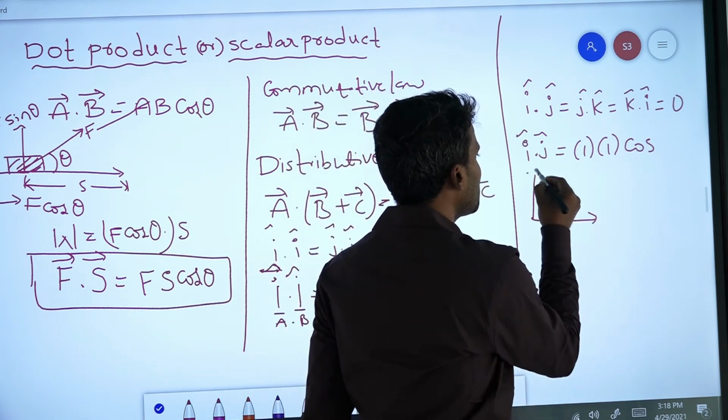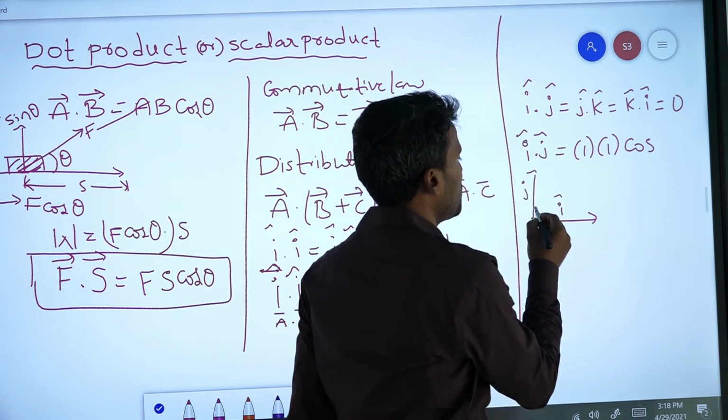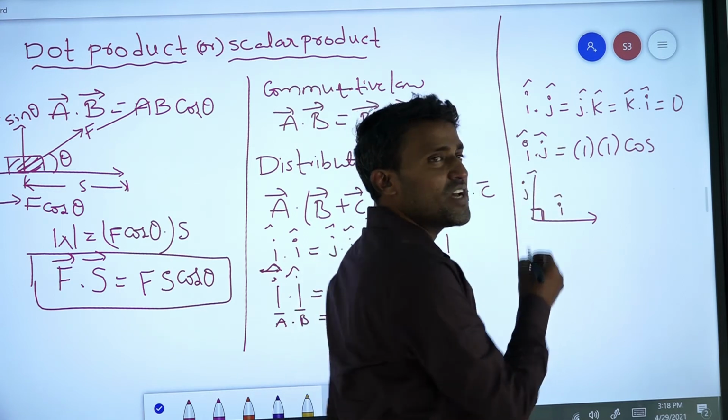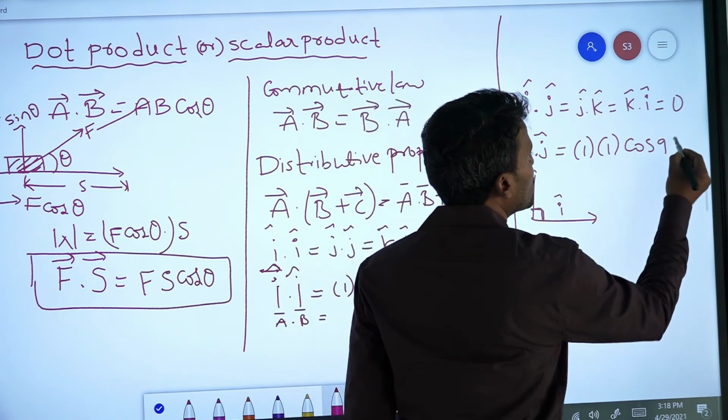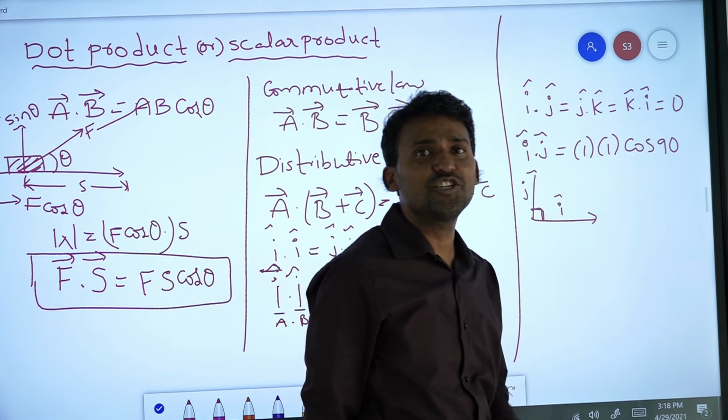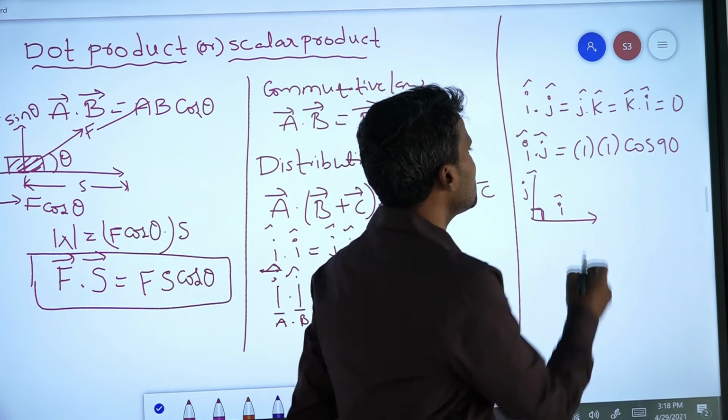And j is the unit vector along the y direction. What is the angle between these two? The angle between these two is 90 degrees. So cos 90 we have to write. What is cos 90? It is 0. 0 times something is 0.